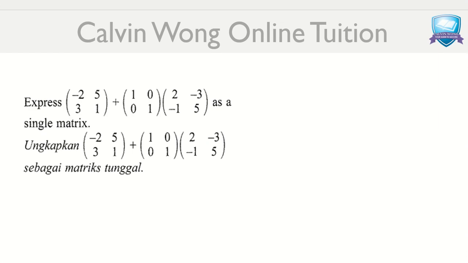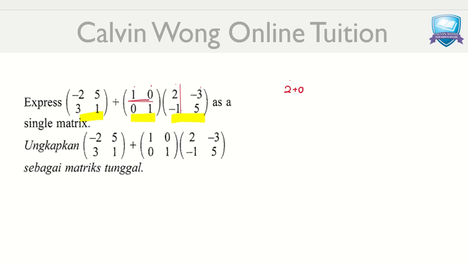Next, we have this question. Now, this question looks complicated. You need to multiply this and this first. Then after that, you add this one. Okay, you can do the same thing, and let's see what we get. Row 1, column 1. We have 2. 1 times 2 is 2. 0 times -1 is 0.